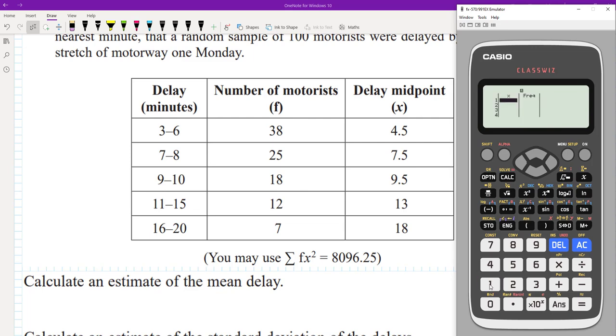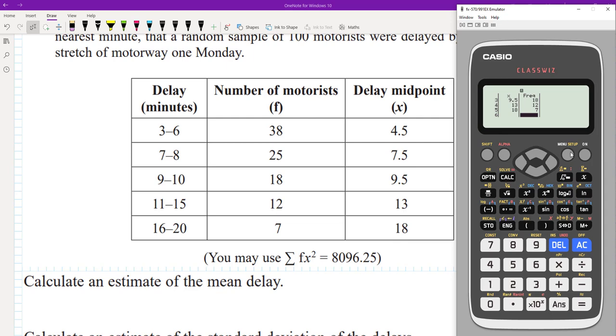Now you type in all the midpoints, and you must do this for group data. So we get 4.5, 7.5, 9.5, 13, and 18. But what we notice on our calculator is that it's assumed the frequency is 1, which is incorrect. The frequencies are in the table, and we need to write those corresponding frequencies into our table. So for 4.5, we get 38, followed by 25, 18, 12, and 7.